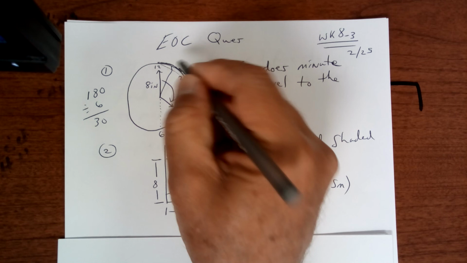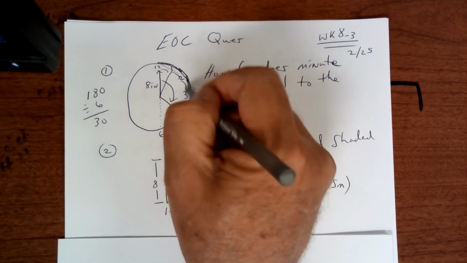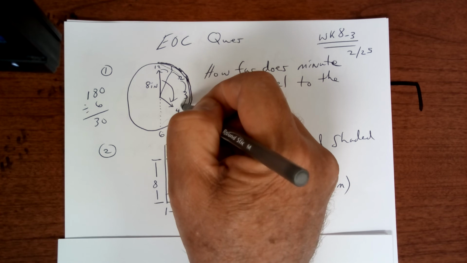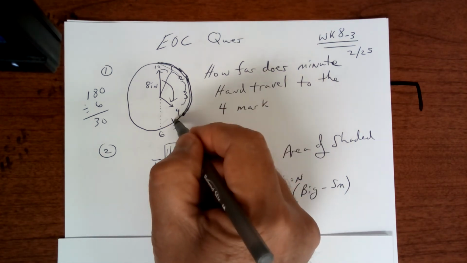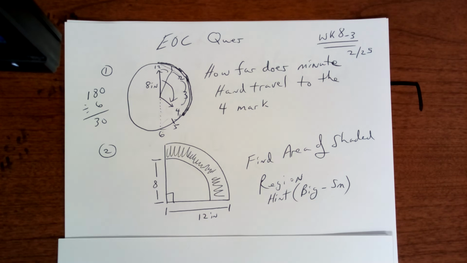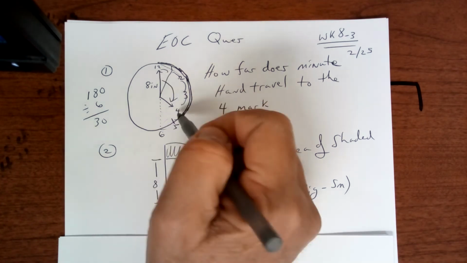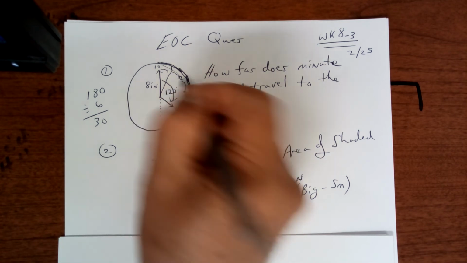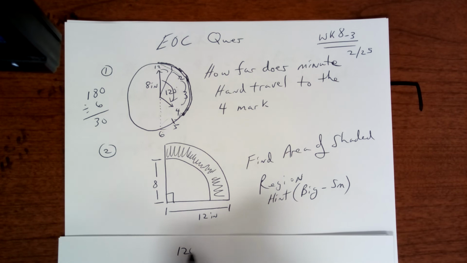So 30, 60, 90, 120, 150, 180. So each one's 30 and you're traveling 4 clicks to the four. So that's 120 degrees. So it's going to be 120 over 360.